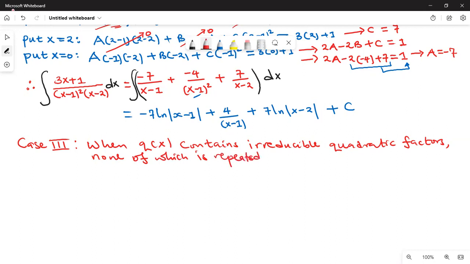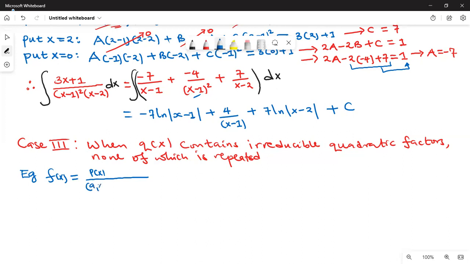So we have that case. So what are we supposed to do in such a case? This is what you need to do. I'm going to give you a general example. Let's say our f of x is equal to p of x, that is the numerator, and our denominator is a product of quadratic factors, none of which is repeated. So let's say we have something like this.